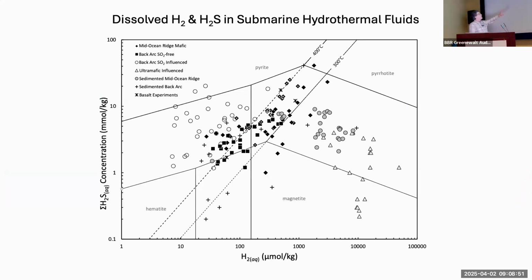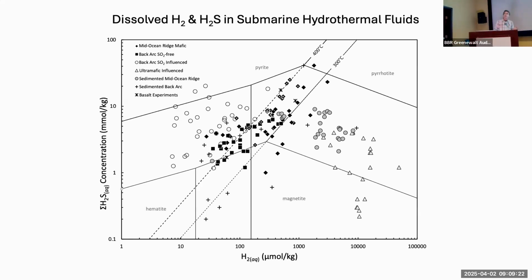Don't worry about the details of this slide. What I'm showing here are the range of concentrations of hydrogen that we've measured in all those environments that Chris talked about in the previous slide. These are hydrogen concentrations and dissolved sulfide concentrations. One of the common features of all these systems is they're all very reducing, regardless of the range of rock types and temperatures. And so there's a potential.